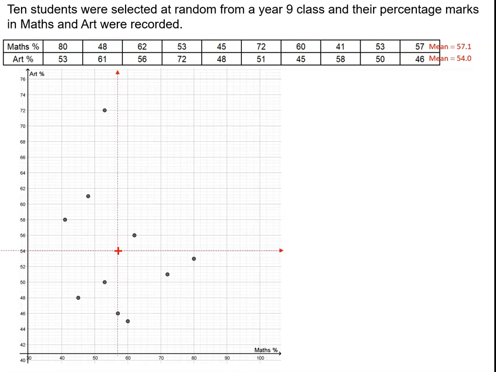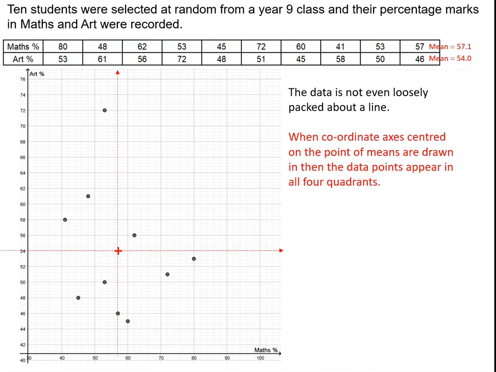And in this case, we can see that the data is not even loosely packed around a line. Depending on how you look at it, you could think about a line of positive gradient, you could think about a line of negative gradient. Certainly no clear line that describes that set of data. Looking at the points, they're pretty well spread over all 4 quadrants of the coordinate system based on the point of means. In this case, we would say that the data exhibits no clear linear correlation.